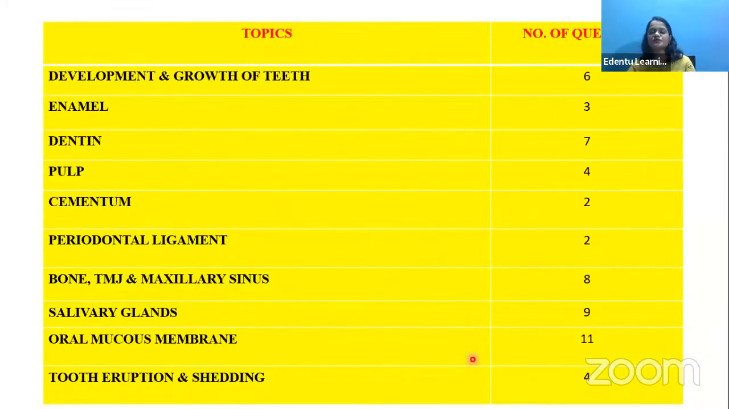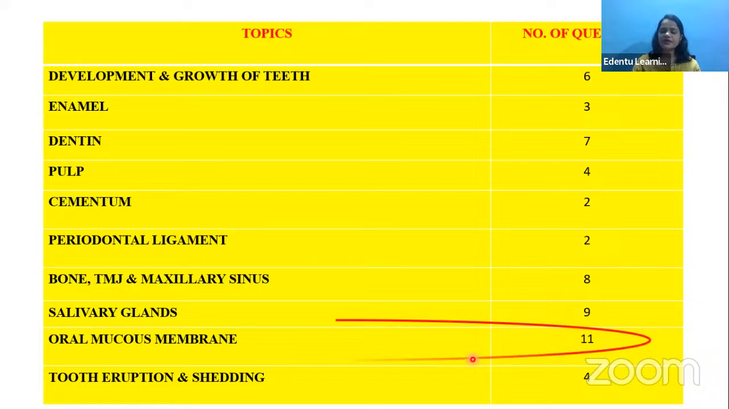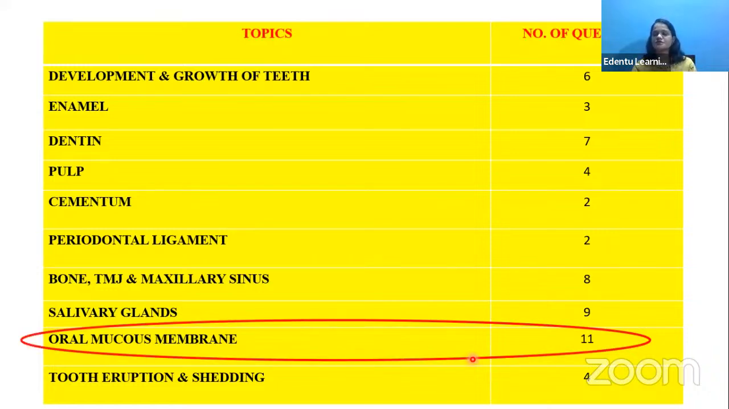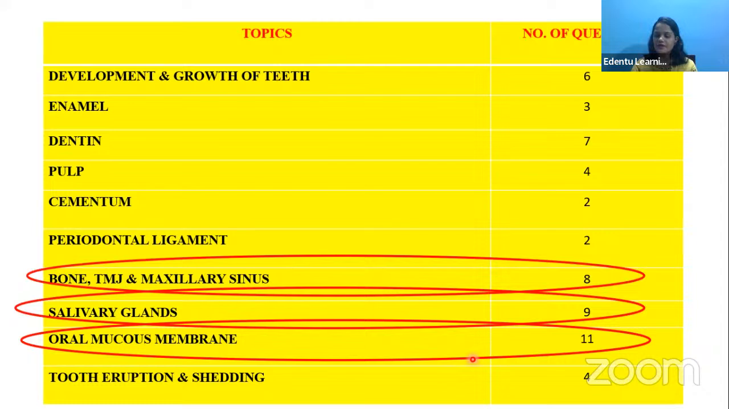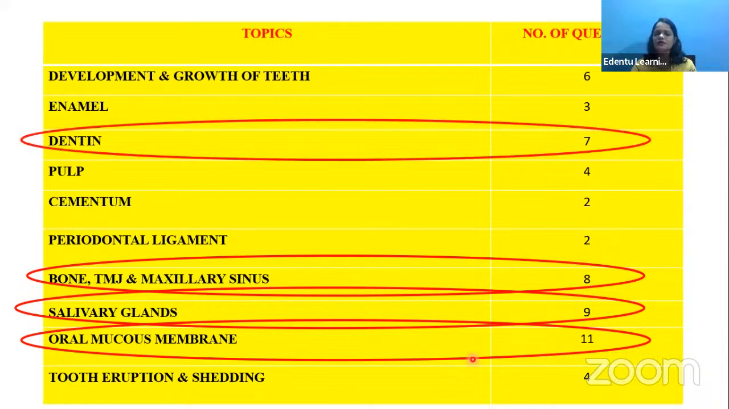Okay, so if you see all the questions, most of the questions were asked from this oral mucous membrane chapter. The majority of the questions were asked from oral mucous membrane, and then the salivary gland topic. And then you have the bone, TMJ and the maxillary sinus. Among these, the majority of the questions were asked from the bone topic. And then the next common topic is the dentine. So these are the four main topics that you should focus on while studying. First is the oral mucous membrane, then the salivary glands, then the bone, TMJ and maxillary sinus, and the dentine.